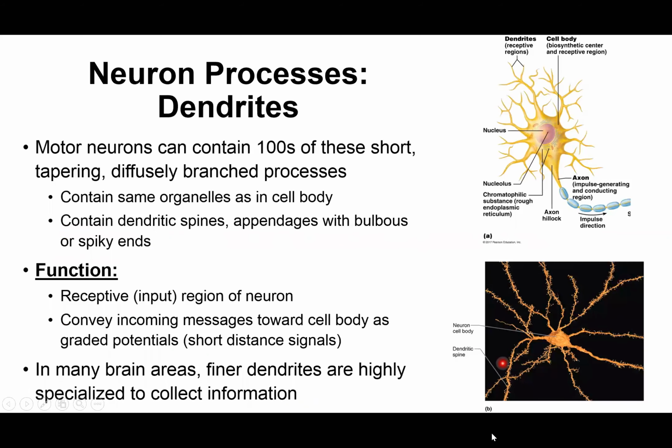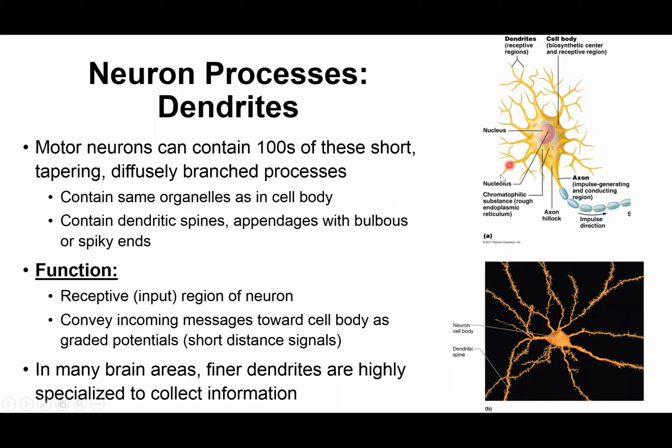So beginning with dendrites, dendrites are all of these limb-looking, branch-looking structures located directly off of the cell body in this particular case. Motor neurons can contain hundreds of these short tapering processes. And these processes have the same organelles as what are in the cell body. And then they also contain dendritic spines, which are basically these appendages with little bulbous spiky ends. So down here in this picture is where you can see a dendritic spine.